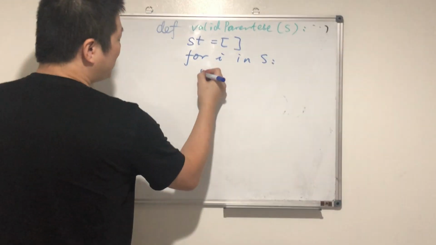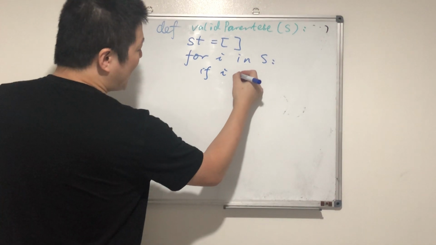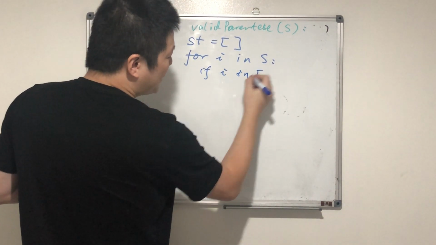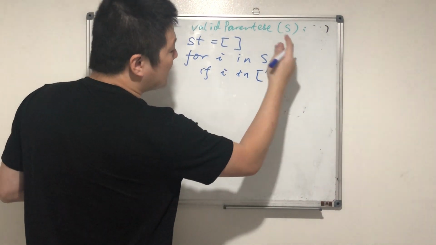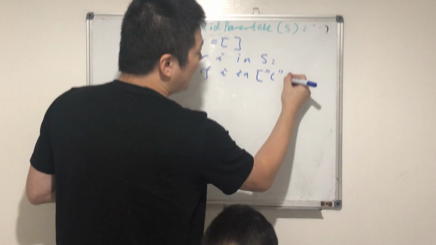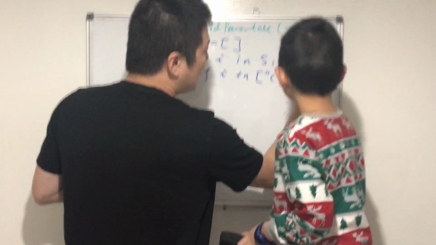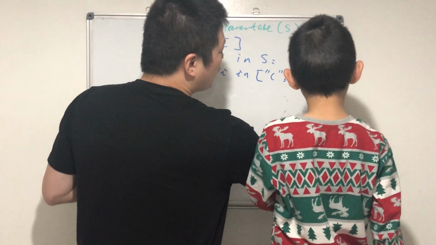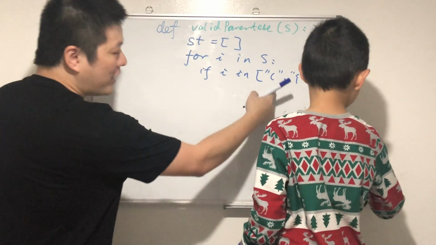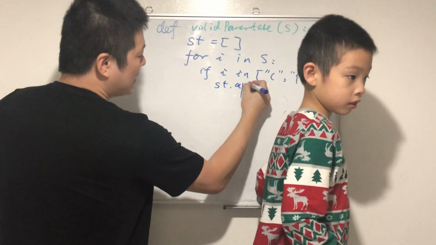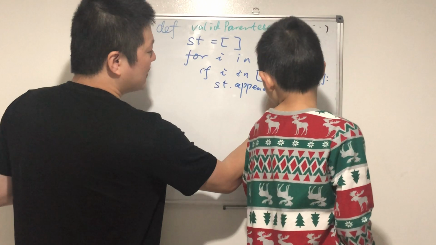So now we need to find out if i is in, look, we can use in to check if this is in this list, right? If it's in the open bracket, curly brace, and square bracket, if it's one of these, then we push it into the stack. Stack append, right? We push it into the stack.